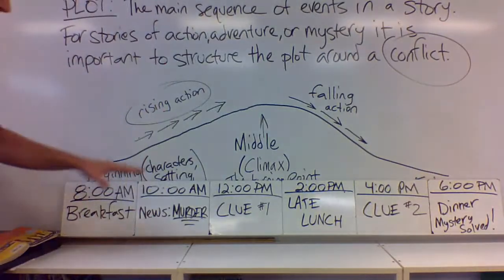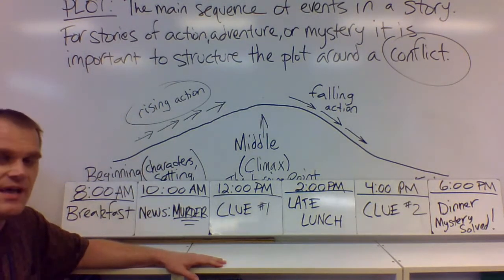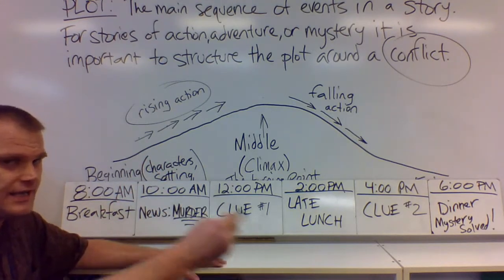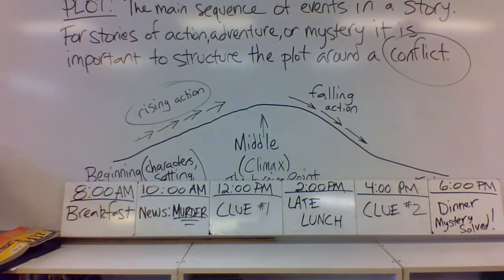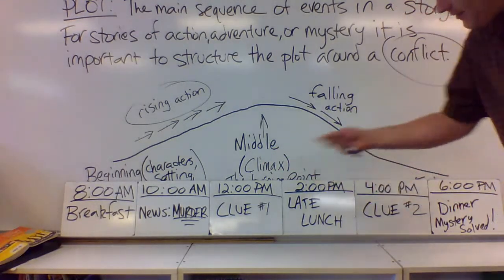However, this is a linear sequence. The reason this is a linear sequence is because it goes in chronological order. It does not move out of order. I start at 8 in the morning and I end at 6 in the evening, and none of these events chronologically occur before the other one. Now this is all fine.